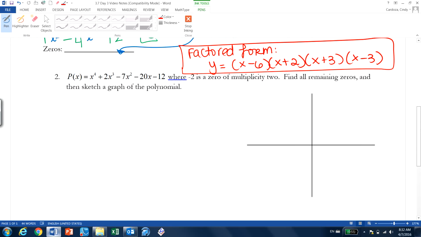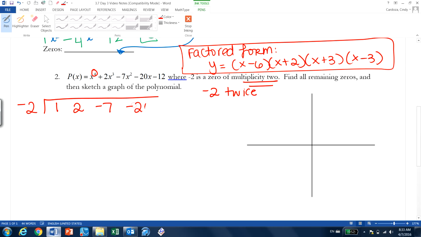So in this scenario, they're telling me, again, I have a 4th degree, which means I'm going to have to use synthetic division twice, okay? They're telling me -2 is an x-intercept of multiplicity 2. So -2 is an x-intercept twice. So I'm going to use synthetic division twice with the same number. I'm using -2, okay? So what I would suggest is you pause this and try it yourself. In here is going to go 1, 2, -7, -20, -12.